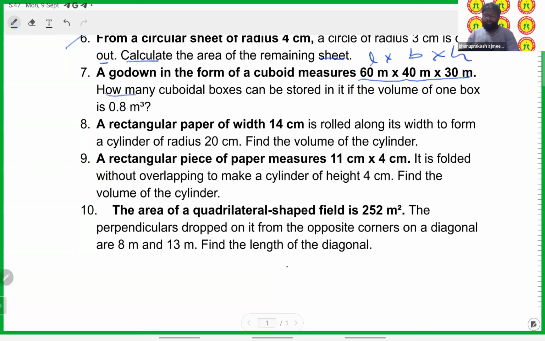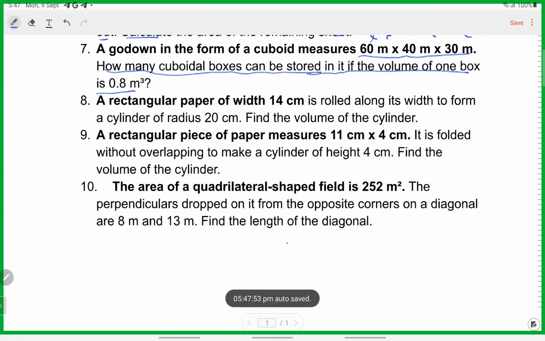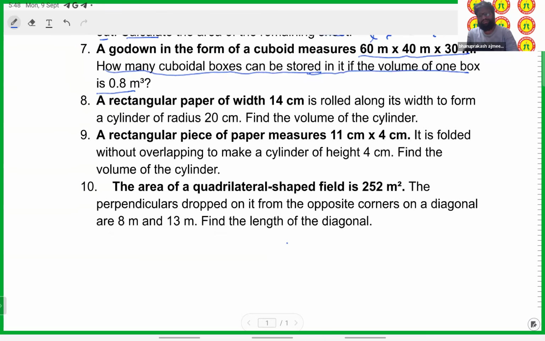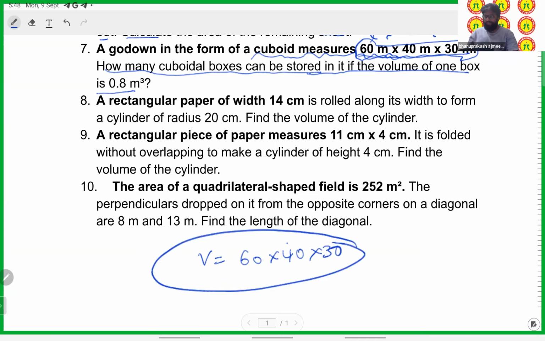So now you people tell me how many cuboidal boxes can be stored in it if the volume of one box is 0.8 meter cube. 90,000. So for this, just a simple brain you have to use. What is the technique we have to use here? First of all, you need to calculate the total volume of this cuboid, which measures 60 by 40 by 30. How we read it out is not 60 into 40 into 30. We read it out as 60 by 40 by 30. If meter is given as unit, you need to read it out as 60 meter by 40 meter by 30 meter. So these are the dimensions, how you read it out. So now volume is equal to 60 into 40 into 30. So this is the total volume of the cuboid.